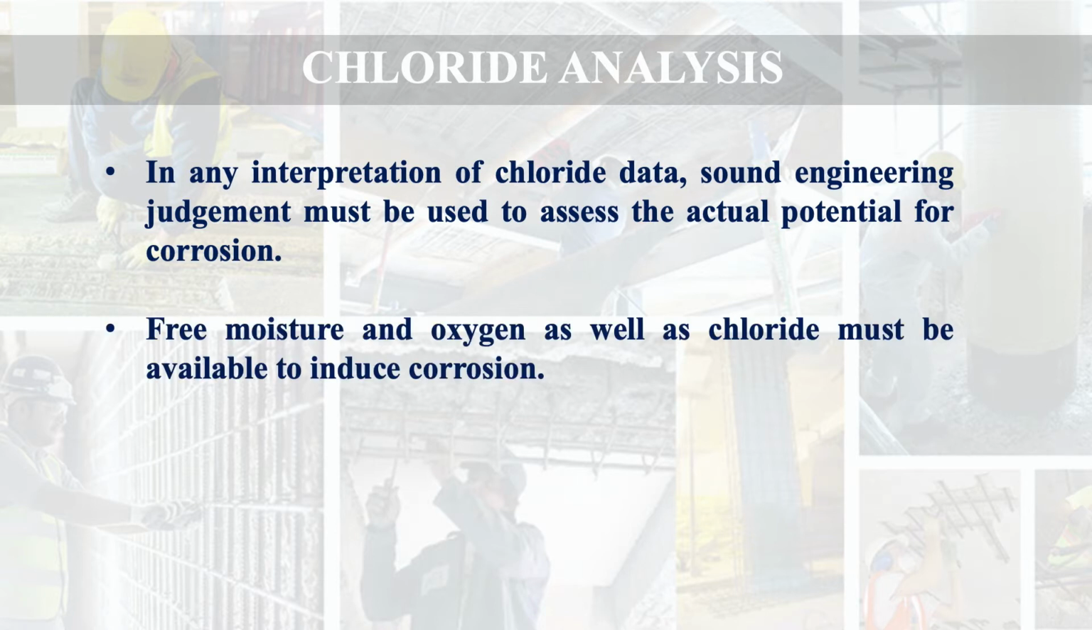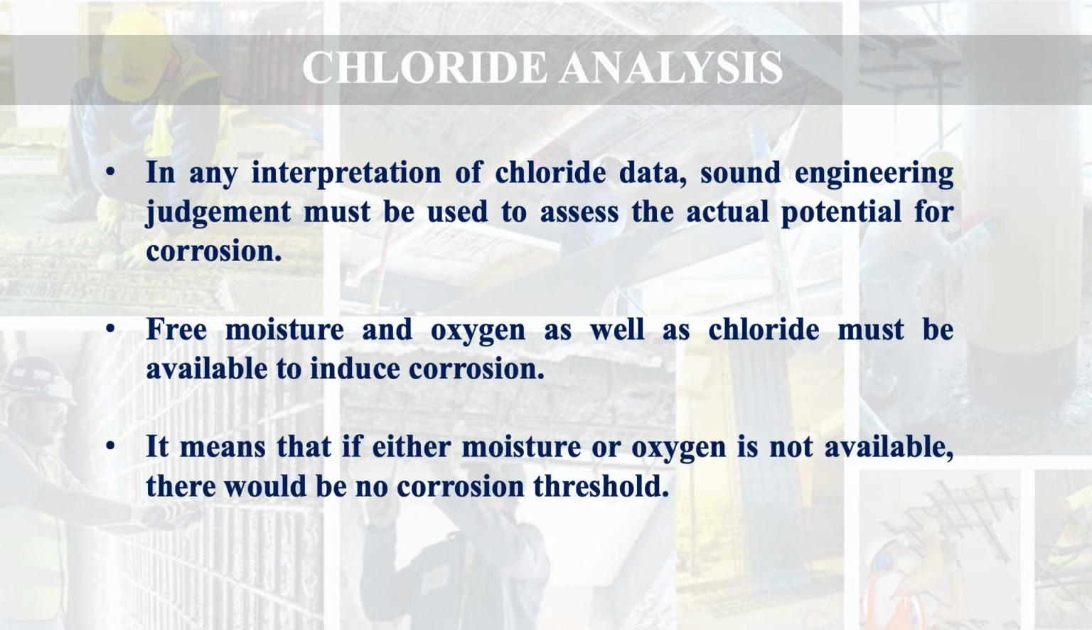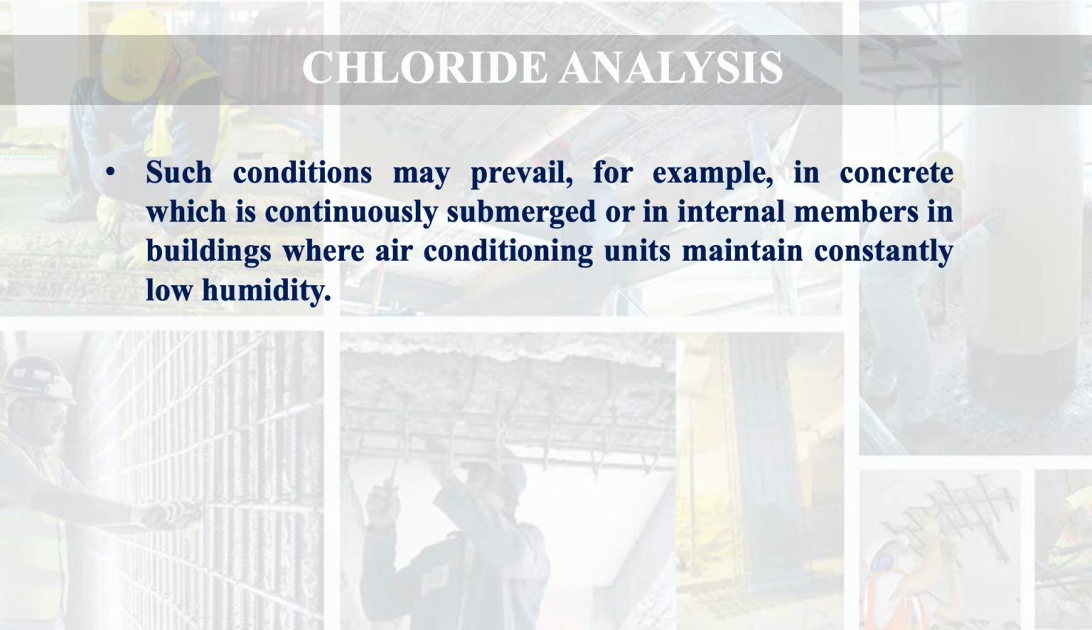You know that free moisture and oxygen as well as chloride must be available to induce corrosion. It means that if either moisture or oxygen is not available, there will be no corrosion. Such conditions may prevail, for example, in concrete which is continuously submerged, or in internal members in buildings where air conditioning units maintain constantly low humidities.